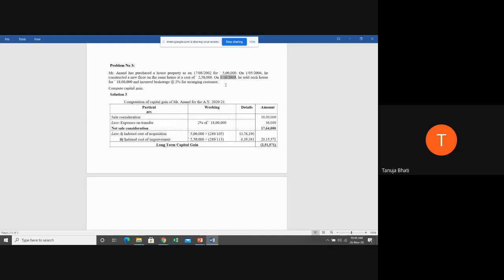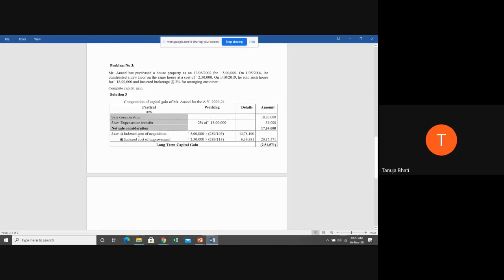From 2002 to 2019, is the period of holding more than 24 months or less than 24 months? More than 24. So it becomes a long-term capital asset, correct? So we have to use the format for computation of long-term capital gain. Look into the solution. Computation of capital gain of Mr. Anand for the assessment year 2020-2021.